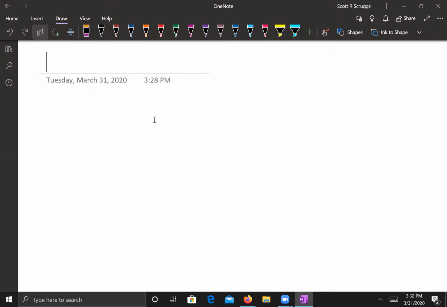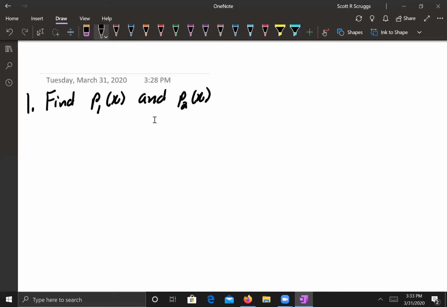And to kick it off, here's the first problem I want to ask y'all to try to do. I want you to find P1 and P2 of x for the function f of x equals 1 over x. And I want you to center that at 1.